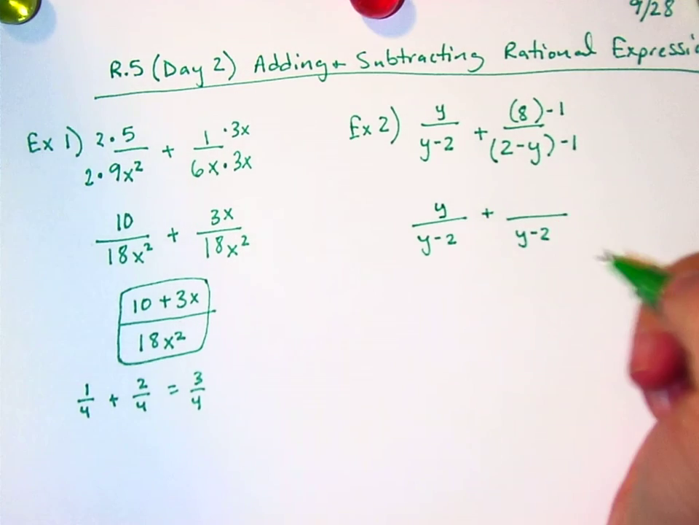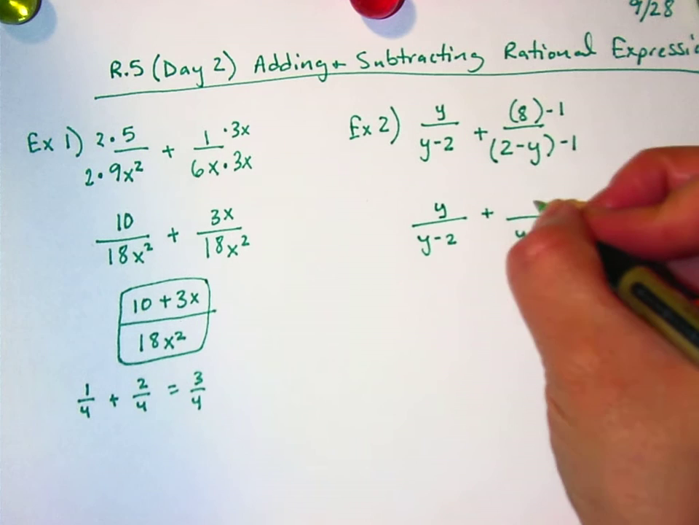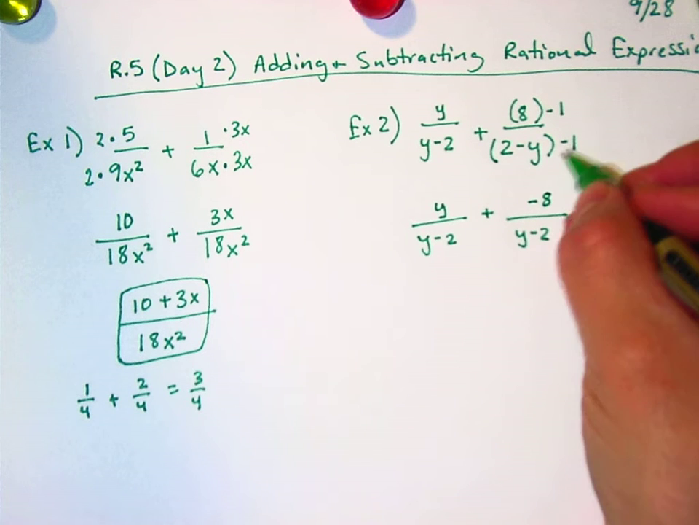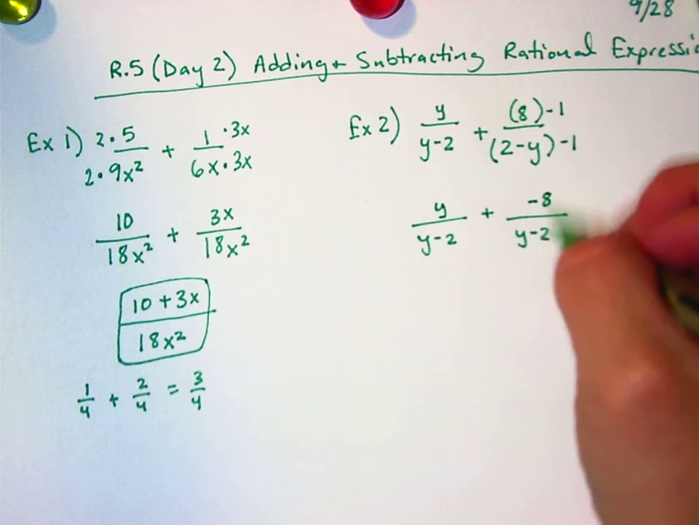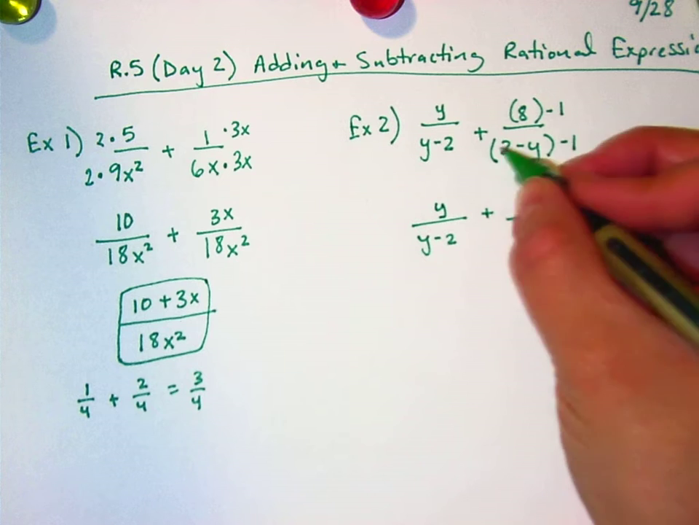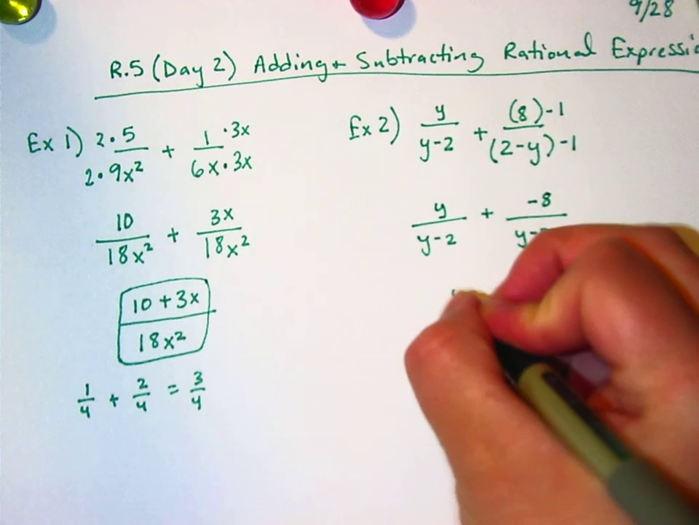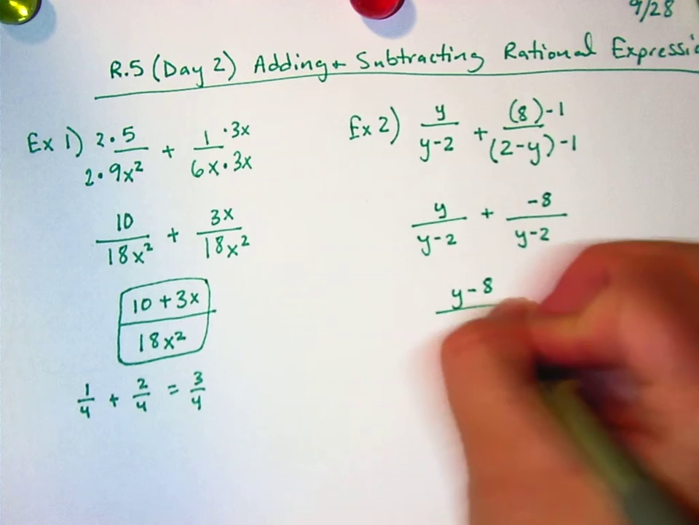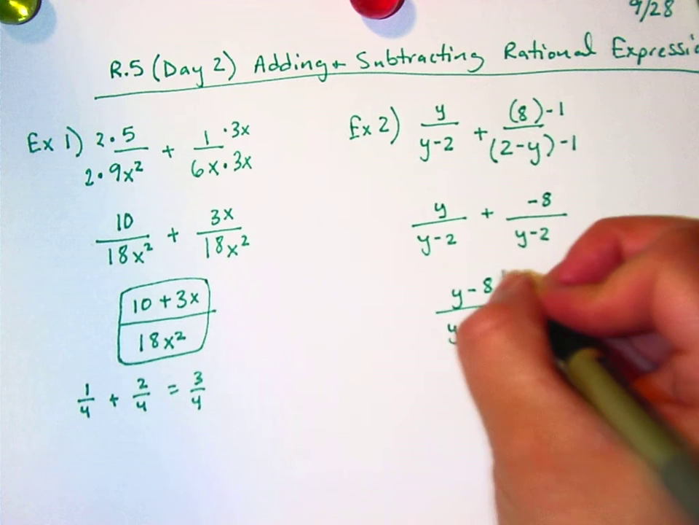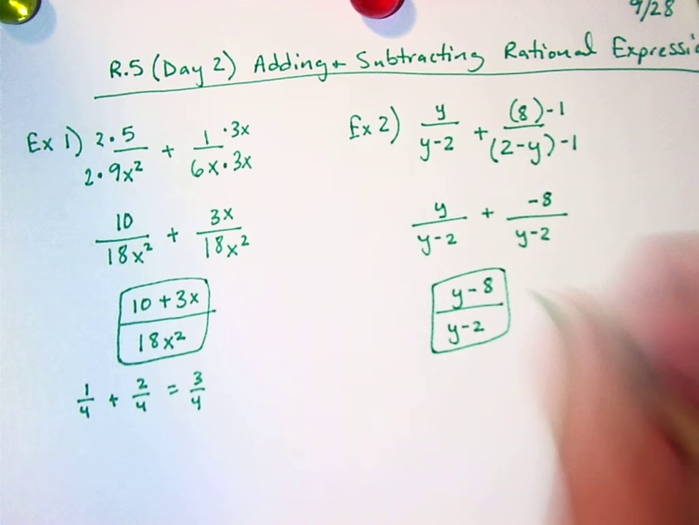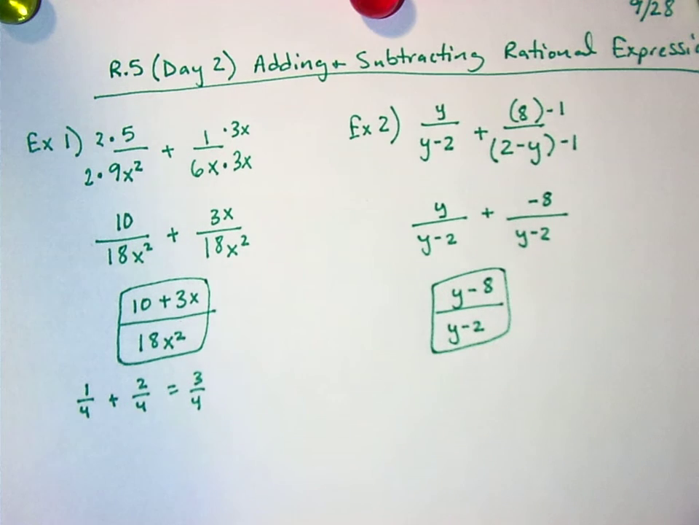So this one just stays the same. And this one becomes -8. And it makes sense because -1 times -y is positive y, and -1 times 2 is -2. So our final answer is y minus 8 over y minus 2. And you can't cancel out the y's on the top and the bottom because just like last time, they're kind of like stuck together with that minus sign. So that y minus 8 can only be canceled out with another y minus 8.